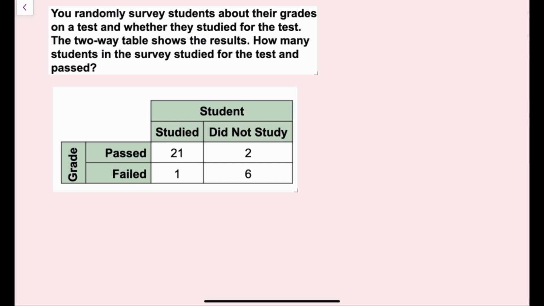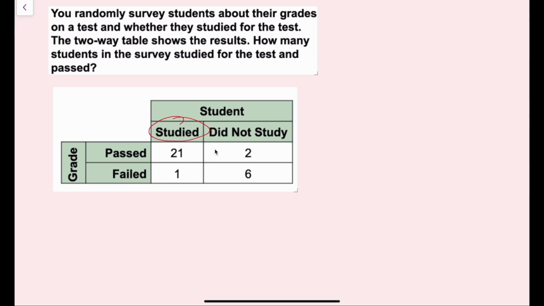So for example 1, we're going to take a look at the same table we just saw. You randomly survey students about their grades on a test and whether they studied for the test. The two-way table shows the results. How many students in the survey studied for the test and passed? Well, the way I can answer this question is I can just look at this studied column right here. So we know that they studied, okay? And then there's only 2 options given that they studied. They either passed or they failed.